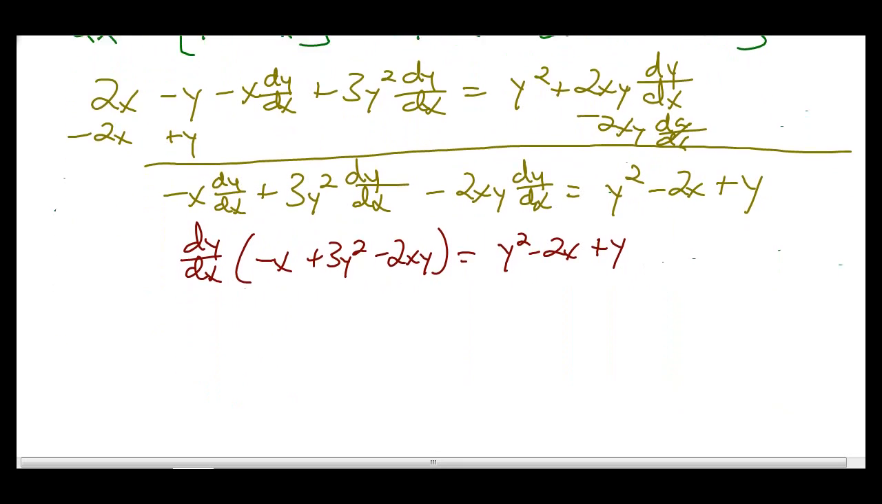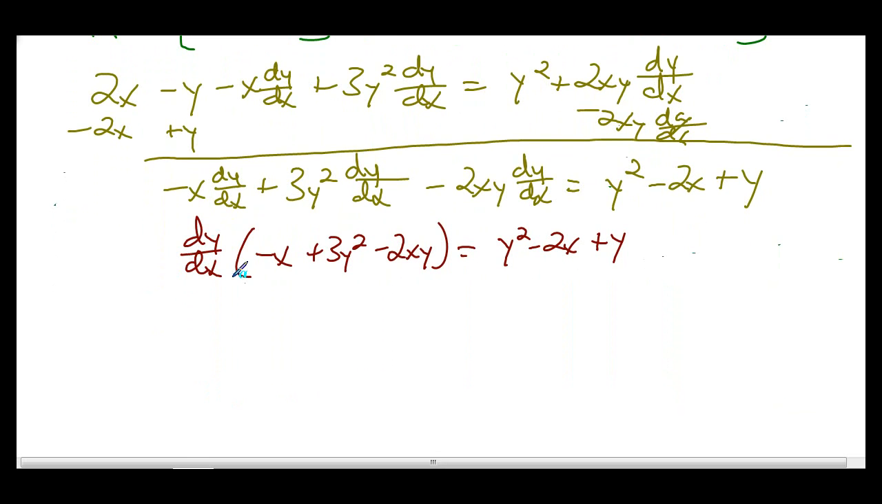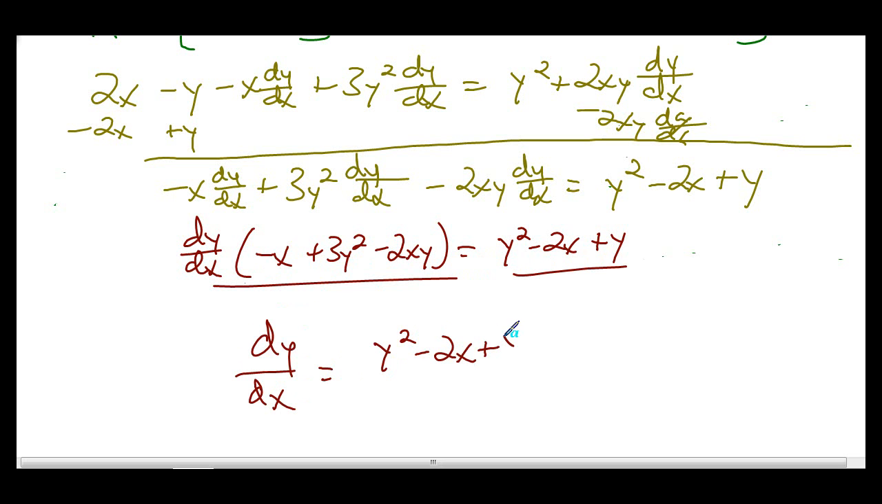Now remember what you're trying to solve for. You're trying to solve for this dy/dx, so that means you want to isolate that term. To do that, I need to divide everything else by this term right here. So my final answer, by dividing everything else by that term, I'm left with y squared minus 2x plus y on the right, all divided by negative x plus 3y squared minus 2xy.